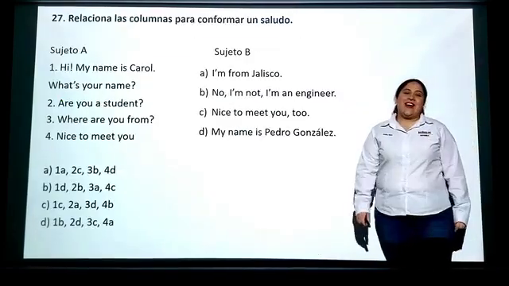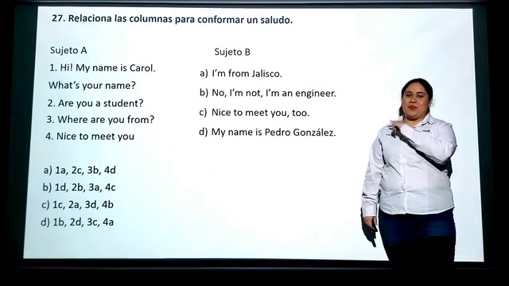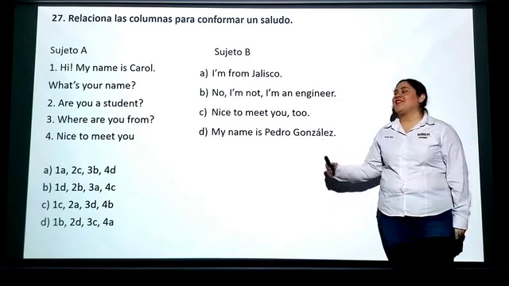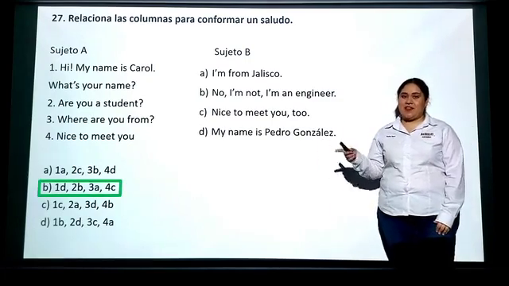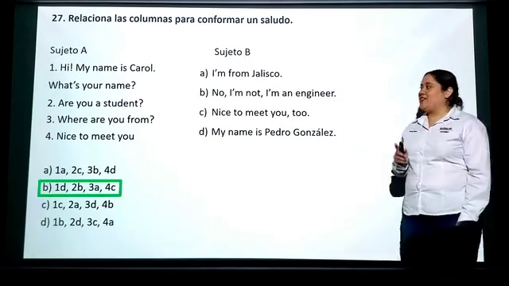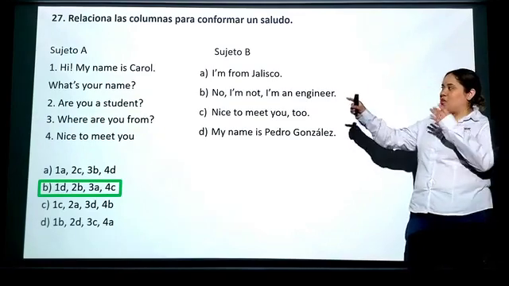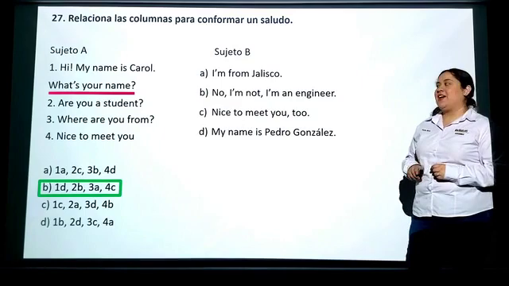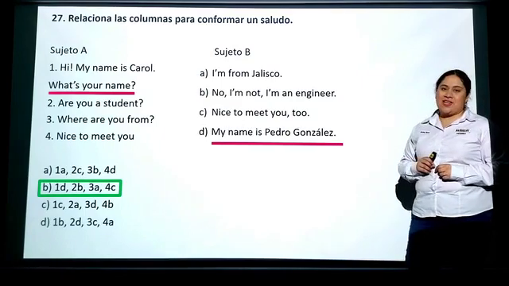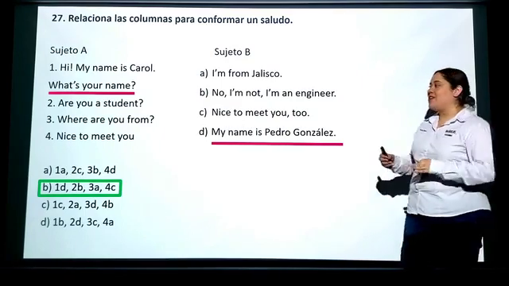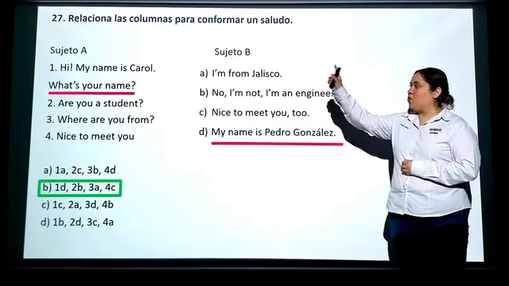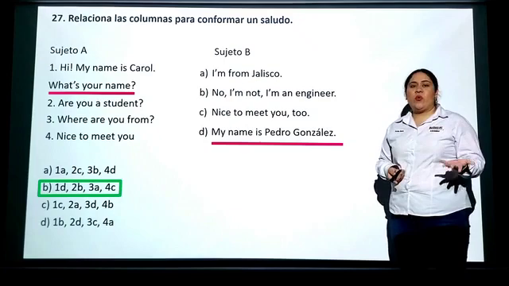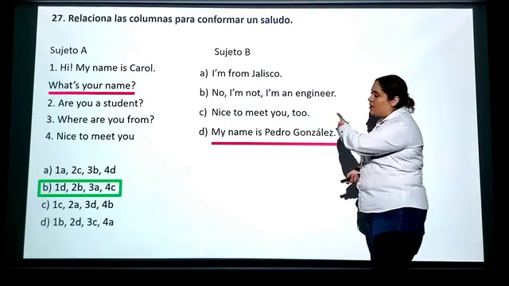Okay. Now, this is something very simple. I want you to tell me the answer right now. You must have said letter B. Why? Well, it turns out that in this little question dialogues, you have, what's your name? And then you have, my name is Pedro Gonzalez. And it is the only one that has number 1 attached to letter D. So you don't waste time by reading all of them, okay?